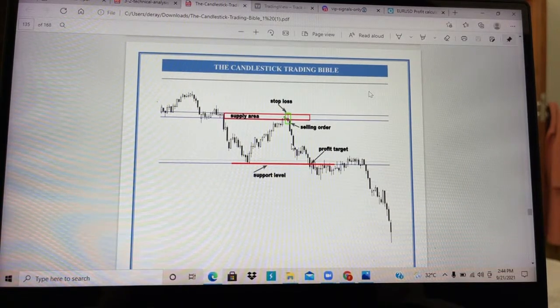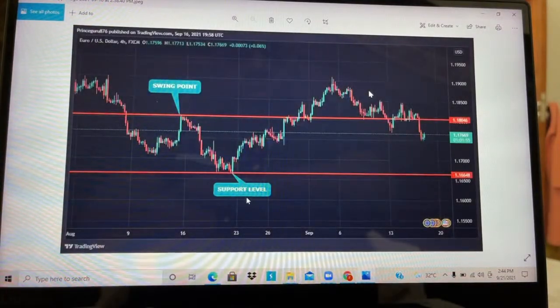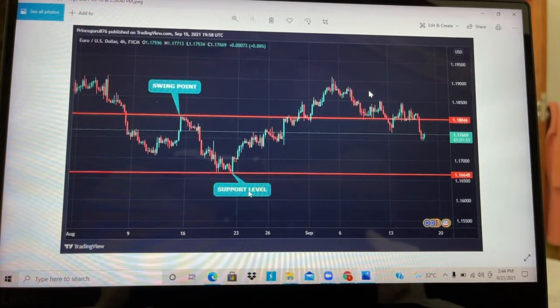But if you don't want to use that concept, the plain idea will be here, which is your swing point for resistance, support for buyers. So it's like swing point versus resistance versus the supply area now that you mentioned. Is that correct?